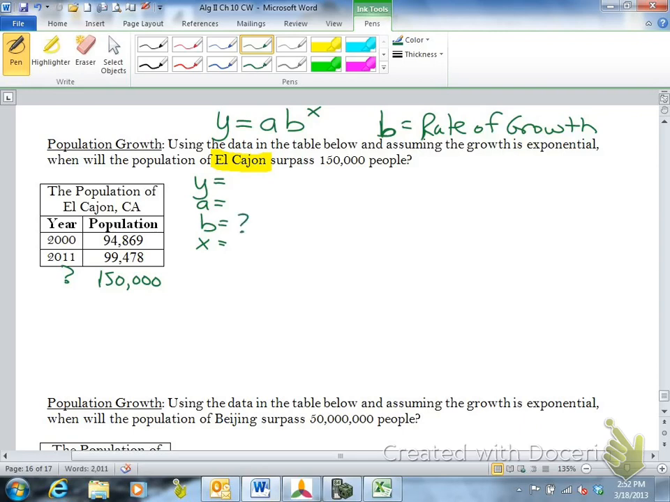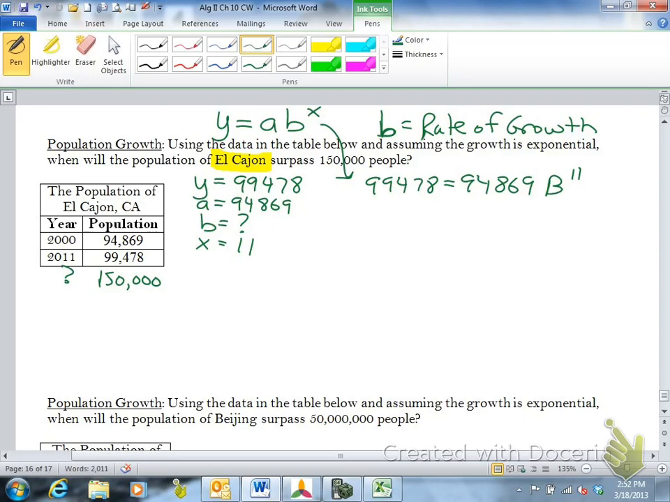The initial population, A, would be 94,869. That's what we're starting with in 2000. X is the number of years that have passed. So 2011 minus 2000 is 11. And the population after 11 years would be 99,478. So we can use this formula to say 99,478 equals 94,869 times b to the 11th. And we need to solve for b, the rate that El Cajon is gaining people.